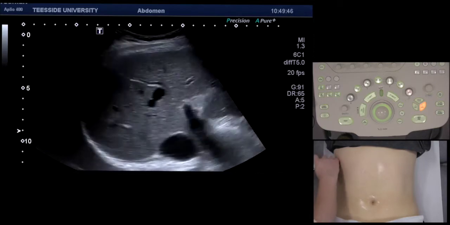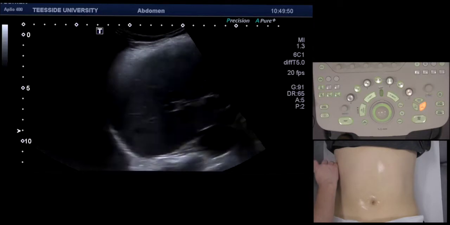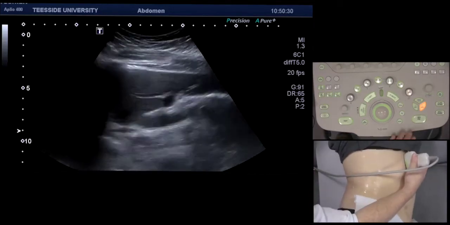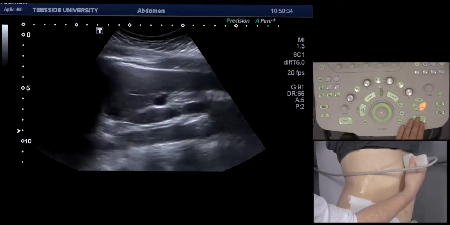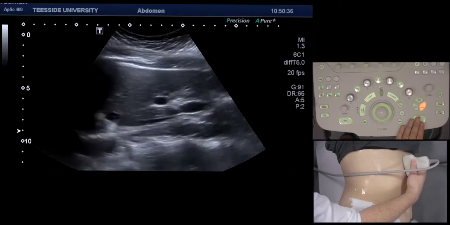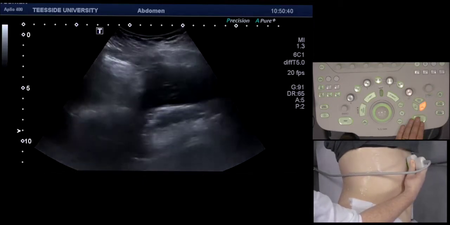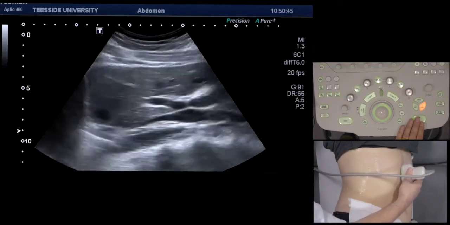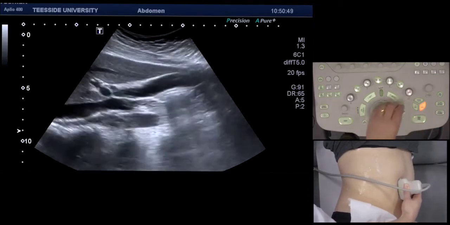The best view though is actually when you turn the patient into the right anterior oblique position, which we've done here. Okay, and then I'm just repeating the whole process again, starting from the left lobe and then sweeping laterally. Okay, I'm sweeping laterally now, and then I'm going to identify the gallbladder.